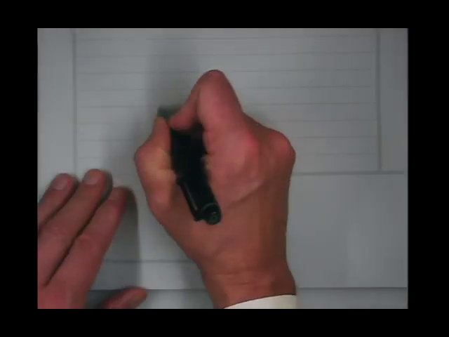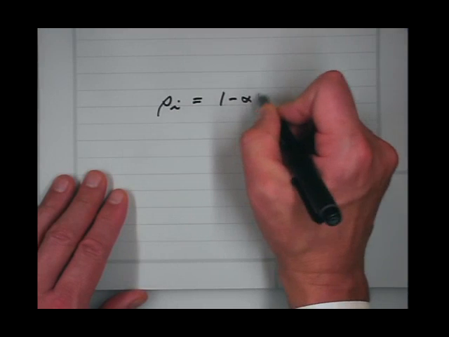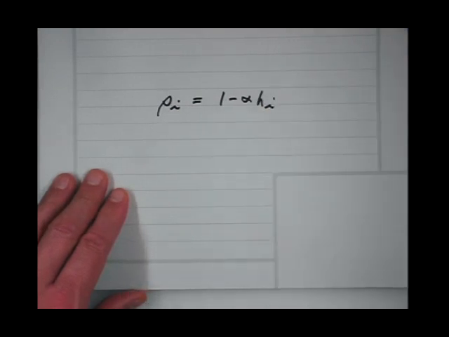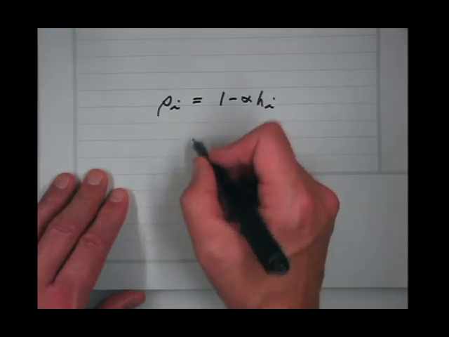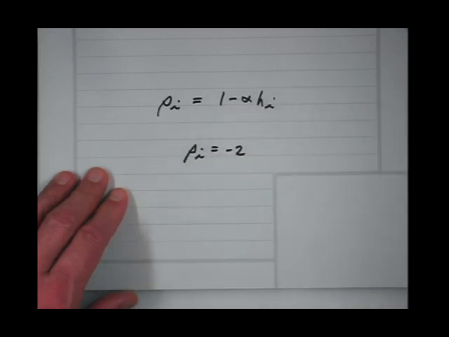So here, we're going to have rho_i equal to 1 minus alpha h_i, okay? So if rho_i is, say, equal to minus 2, then what's going to happen? Say it loud, say it with gusto.